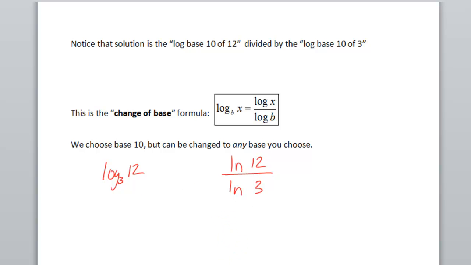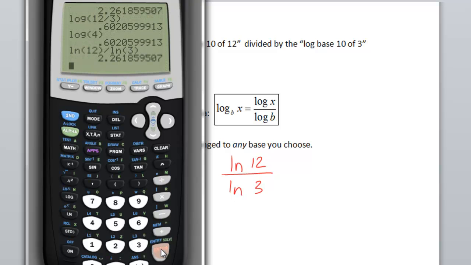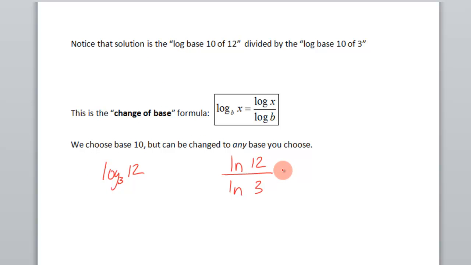This will give me the same answer. Let me pull up the calculator and watch this. Natural log of 12 divided by the natural log of 3. Because I can choose any base and do this, this ratio will come out to be the same as this one, 2.26. There it is, 2.26, same thing. So this equals 2.26. So we can choose any base we want. The reason why I choose base 10 or base e is because the calculator uses it.